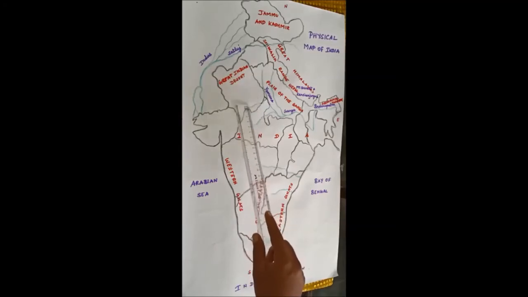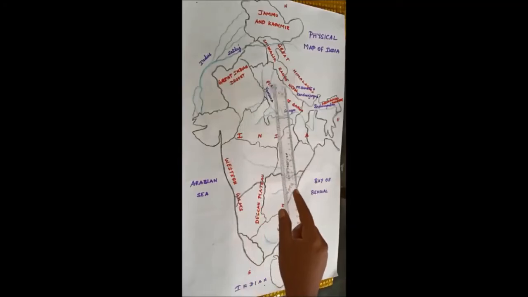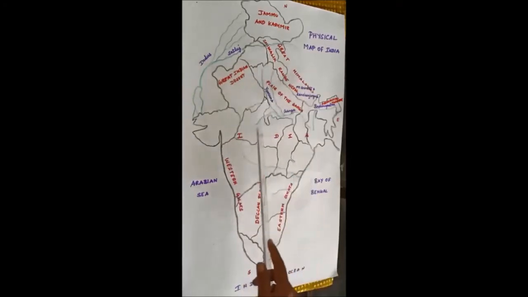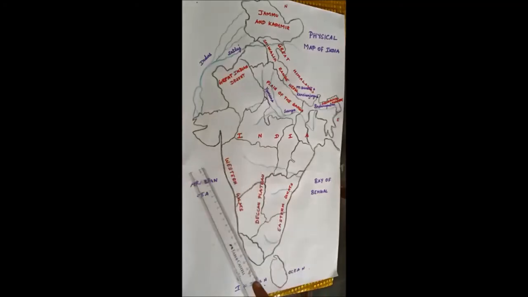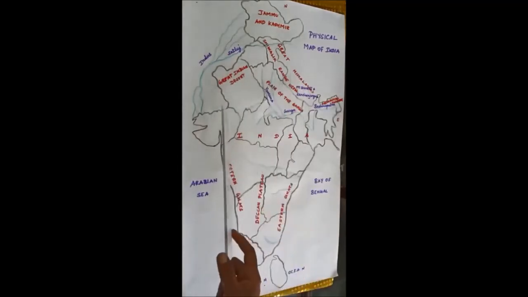Okay children, today we saw about the Himalayas, the Great Indian Desert and the Northern Plains. In the next class we will see the same map with the plateaus, coastal plains and islands. Are you all clear about where it is located and what about the Himalayas and all? We will see in the next class.